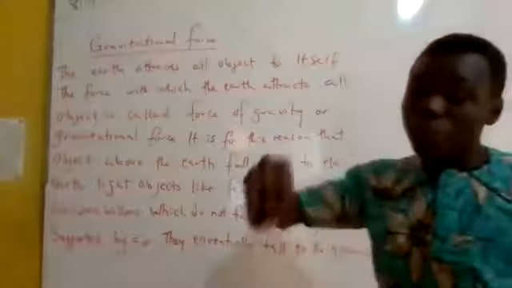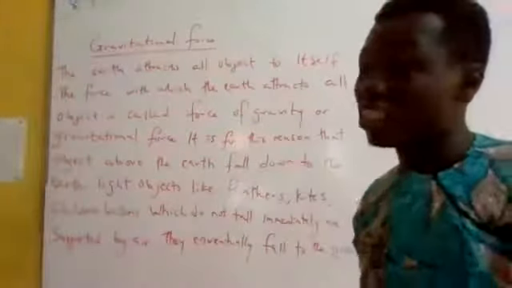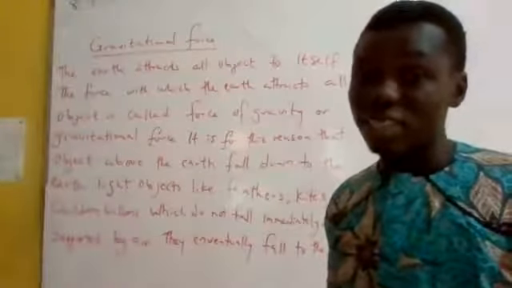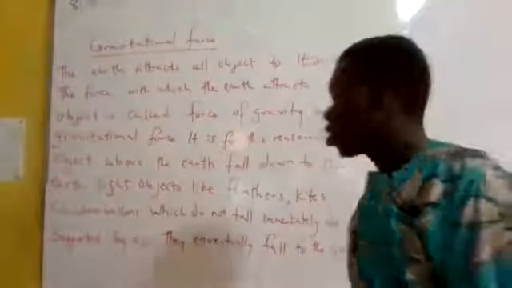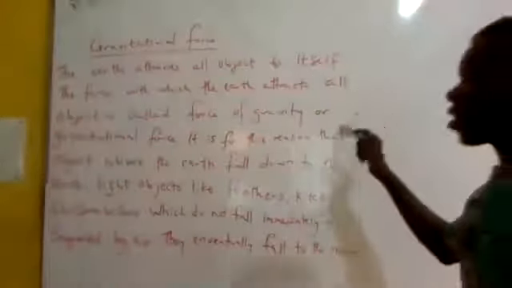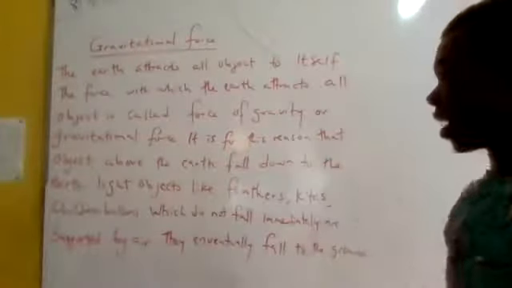So now that speed is due to the what? The attraction of the earth, the force of what? Gravity. Do you understand me? Yes, sir. Okay. So now, they said the gravitational force or the force of gravity is the reason that objects above the earth fall down to the earth.